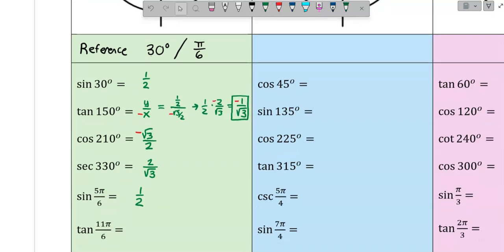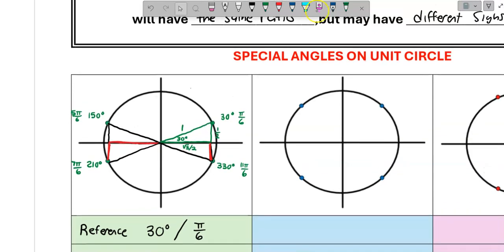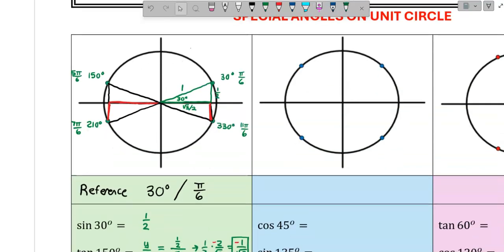And then the last one here for tangent, 11π/6 is going to put us in quadrant 4, which means that we're going to have a negative y value. So that's going to be negative 1/2 over √3/2. And just like we did up above, if you deal with the complex fraction, we're going to get negative 1/√3. So remember that any of these key angles are going to use the same values of x, y for sine, cosine, and tangent whenever we work through them.